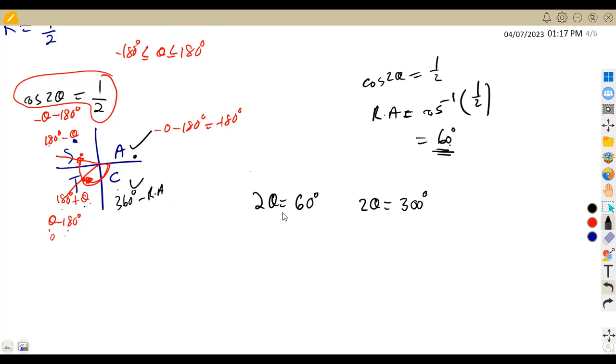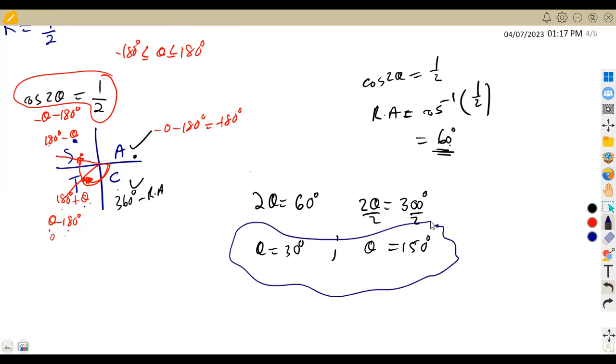From these, we can divide by 2. Theta is equal to 30 degrees. Dividing by 2 again, theta is also equal to 150 degrees if we divide both sides by 2. So these are the other values of theta that we could have determined. But these are for positive angles.